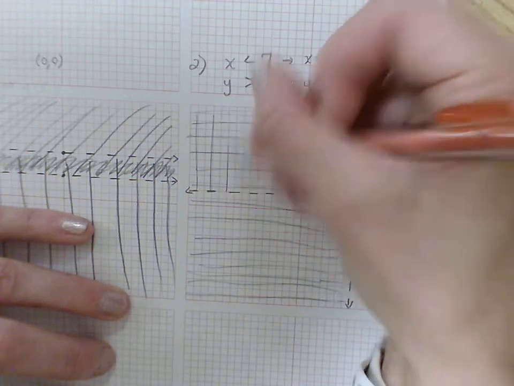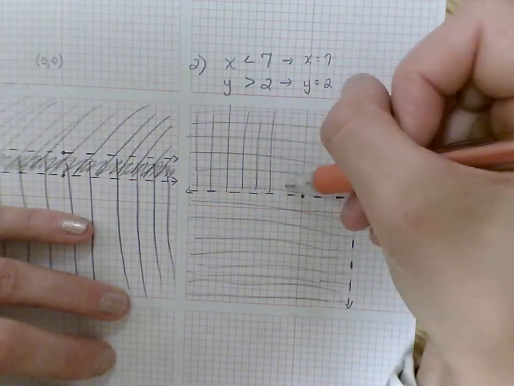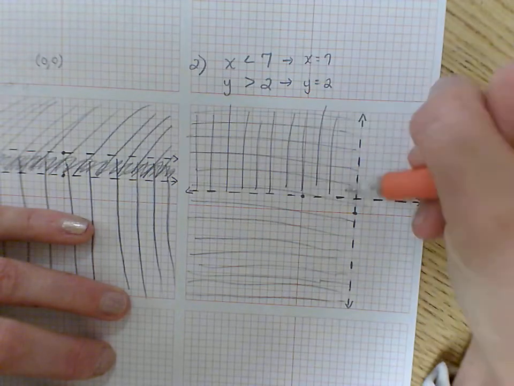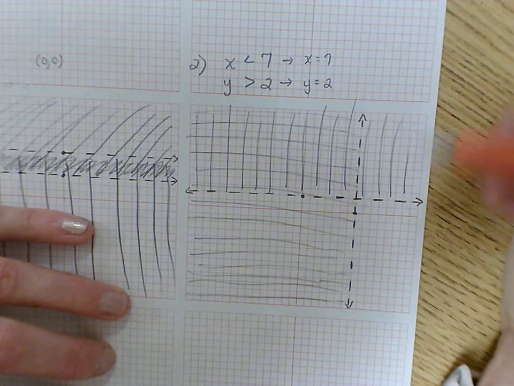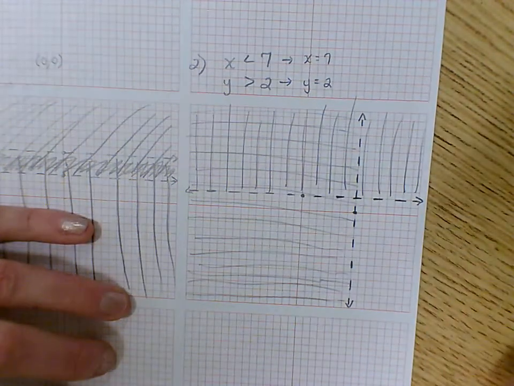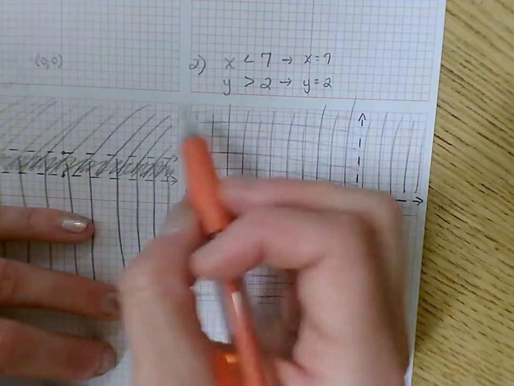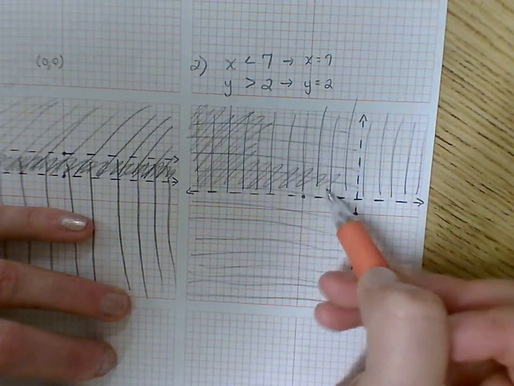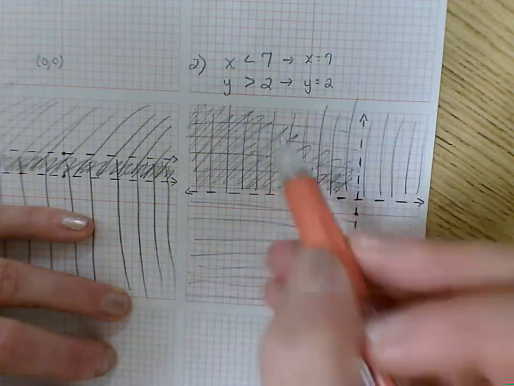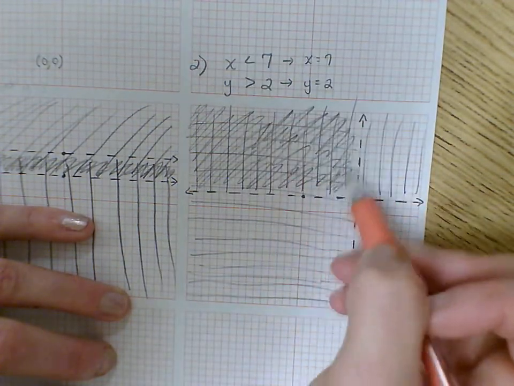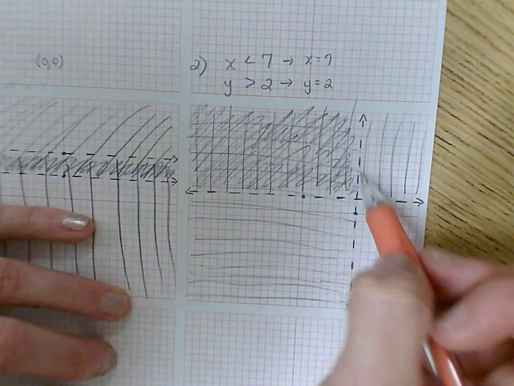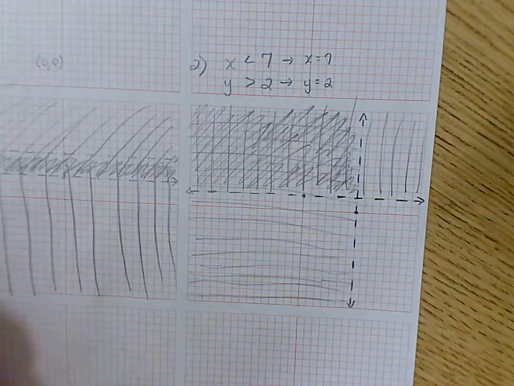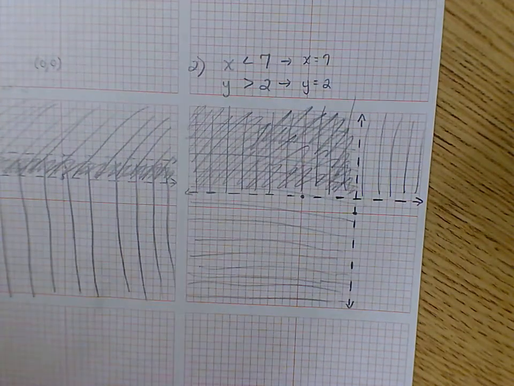So again, you ignore your other graph. I know that's going to be hard, but you've got to ignore it so that you can shade this way. And then you look at where they overlap. So if you look, they're overlapping right here. So that means any coordinate that's in this region right here of that graph would work in both of those equations. And so that would be your solution to that system of inequalities. Okay? So let's do one more.